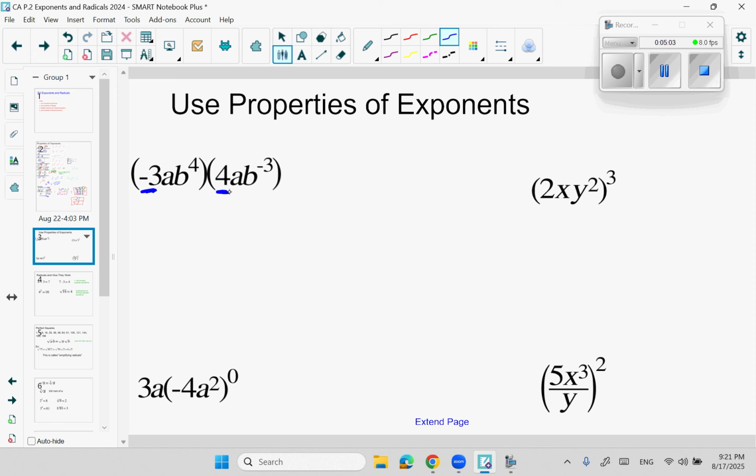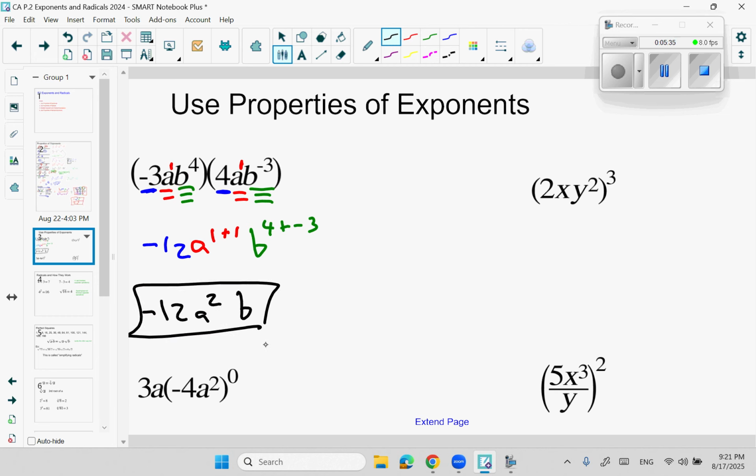Use properties of exponents, same idea. Multiply the numbers together. Negative 3 times 4 is negative 12. I am multiplying these two a values so I can add their exponents. There's no exponent listed, so it's implied to be a 1. So I get 1 plus 1. And then here we have b to the 4th and b to the negative 3, so I can get 4 plus negative 3. So my answer, negative 12, a squared, and b to the 1st, or just b.